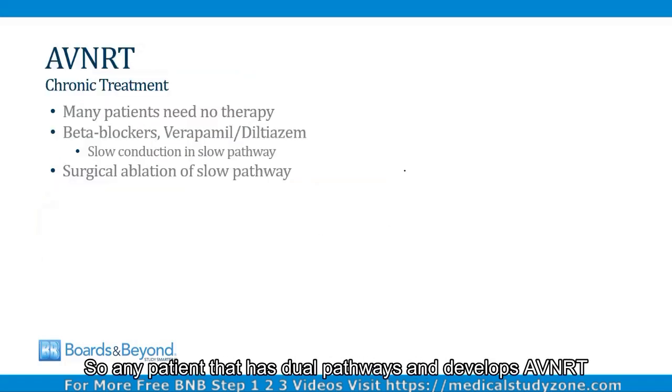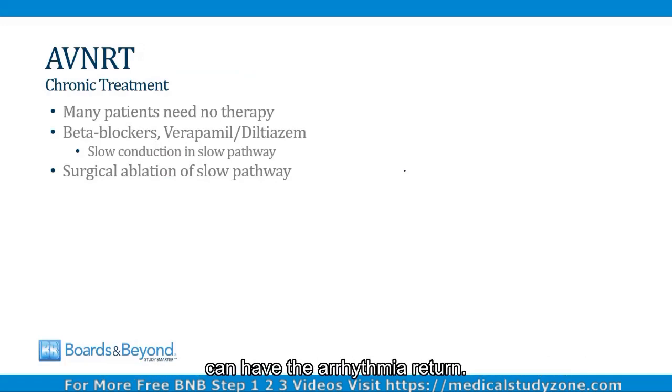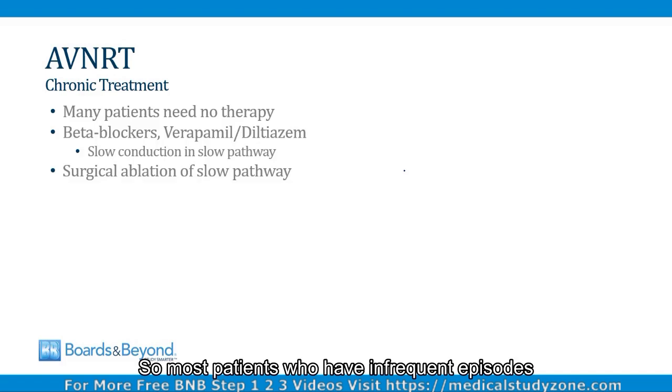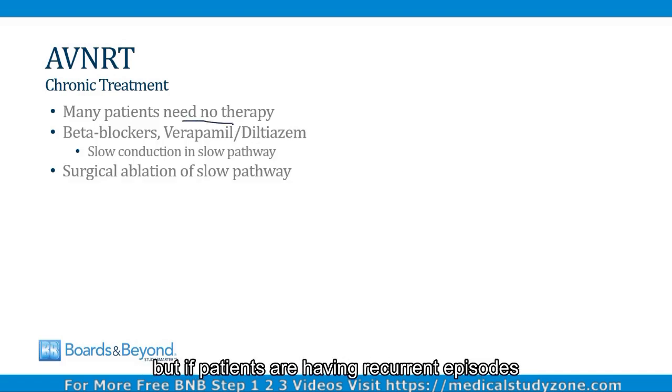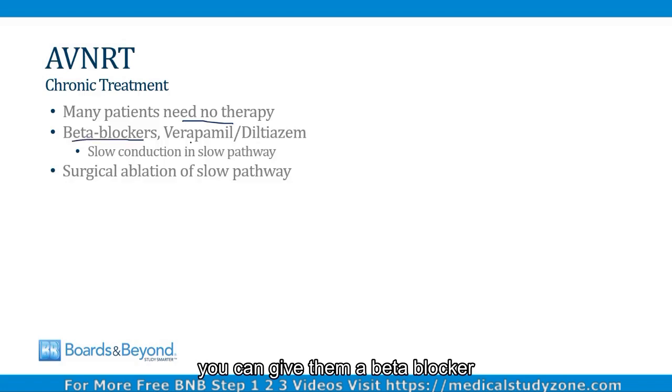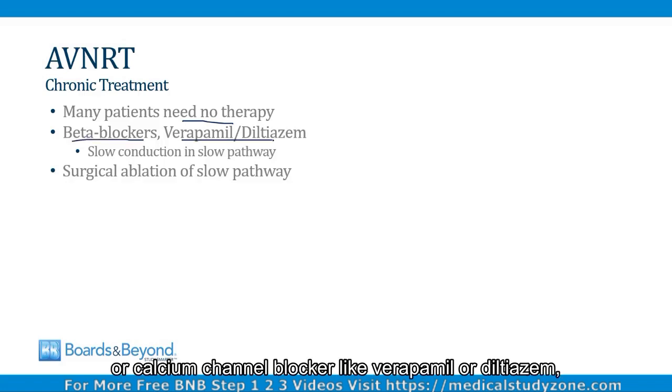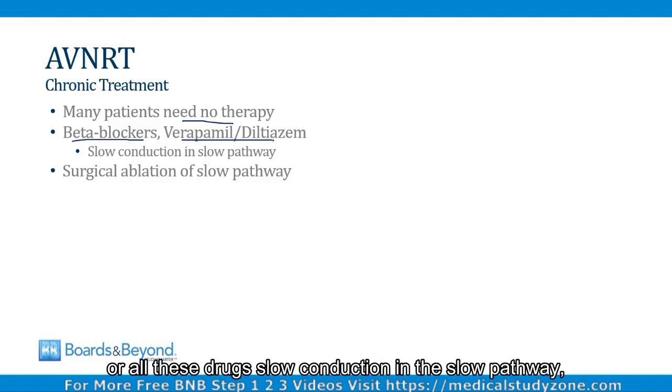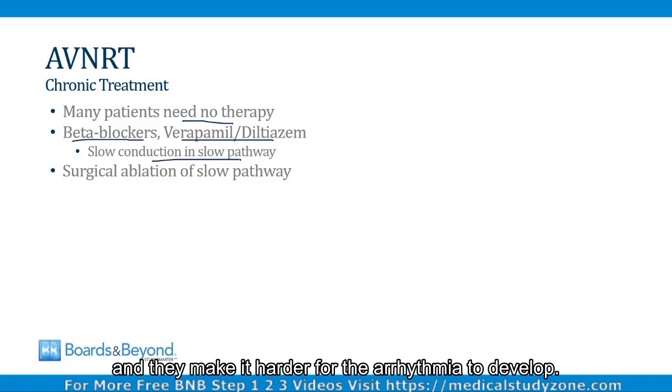So any patient that has dual pathways and develops AV-NRT can have the arrhythmia return, although for many patients the arrhythmia happens very infrequently and it's really not much of a problem. So most patients who have infrequent episodes need no therapy, but if patients are having recurrent episodes of palpitations from AV-NRT, you can give them a beta blocker or a calcium channel blocker like verapamil or diltiazem. All these drugs slow conduction in the slow pathway, and they make it harder for the arrhythmia to develop.